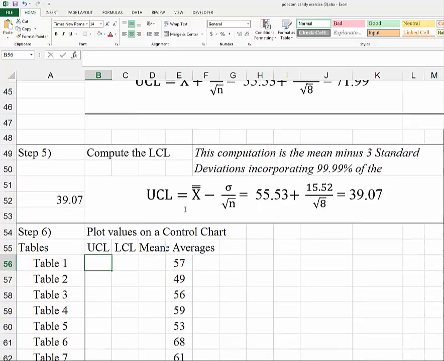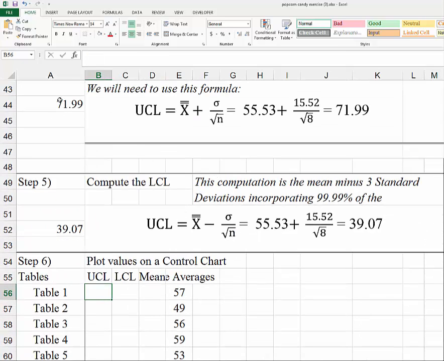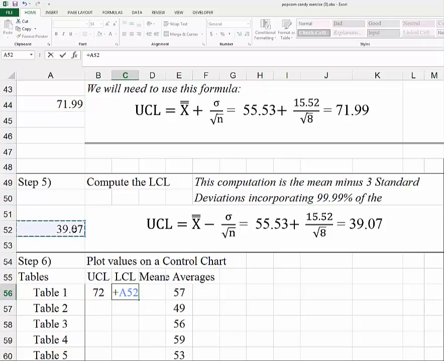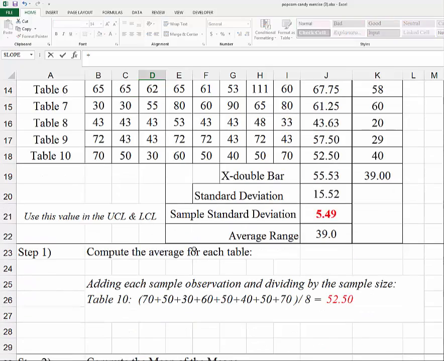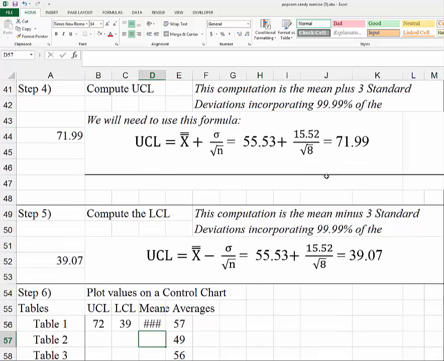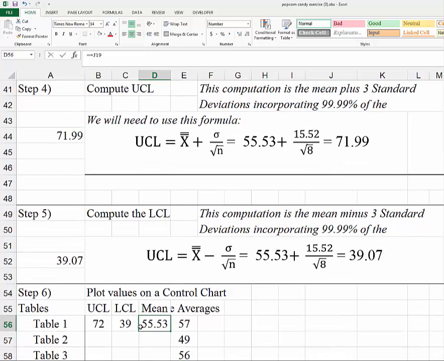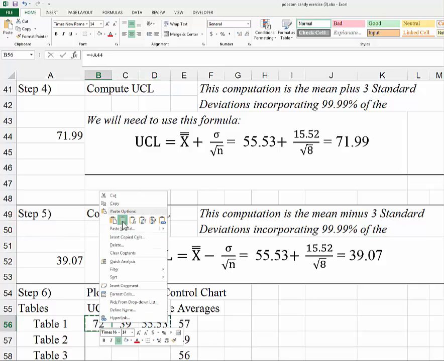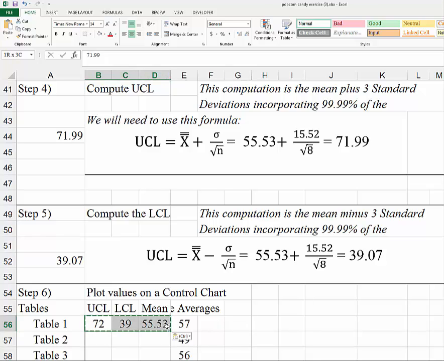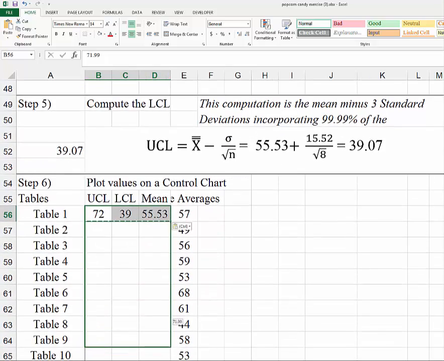For the upper control limit and the lower control limit, we can just grab this, copy, and then the lower control limit, same thing, and the mean we can also just grab from up here, or you can also just type in the X double bar. But now you have to highlight, copy, and paste values only in order to be able to pull it down and have it work.